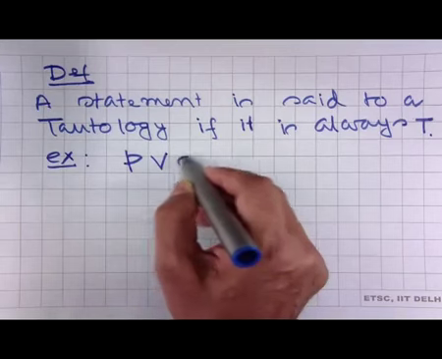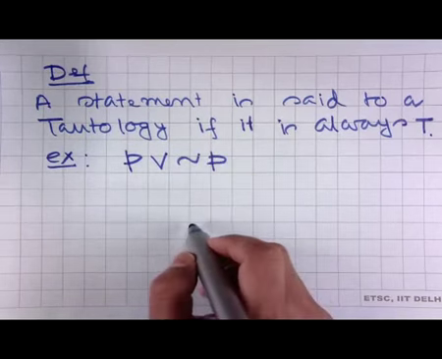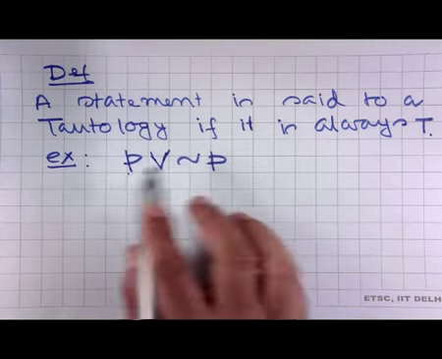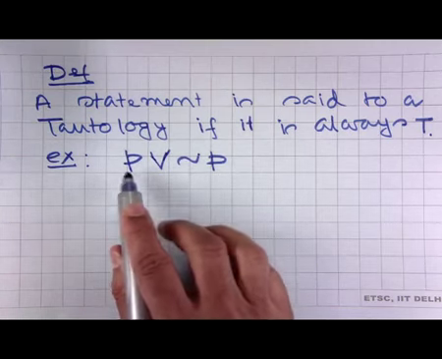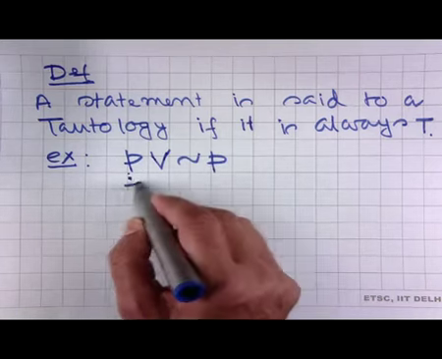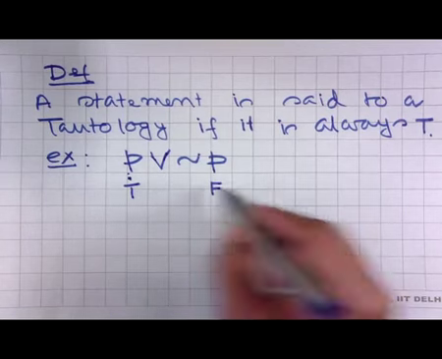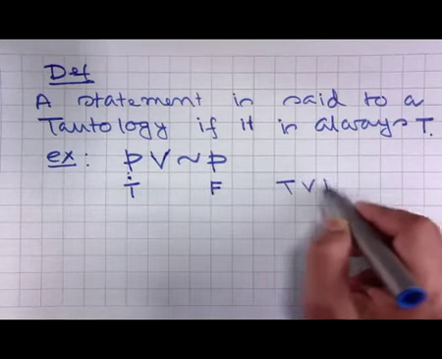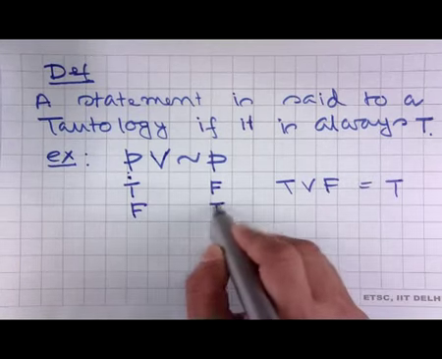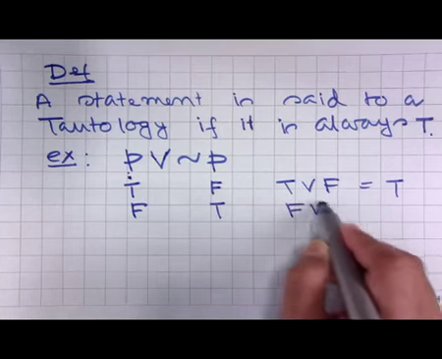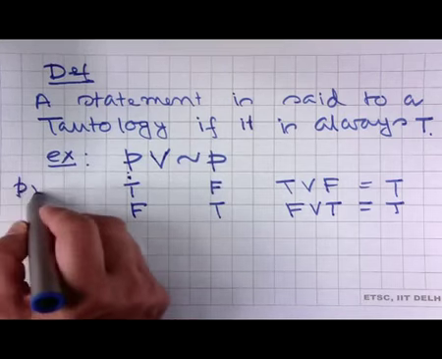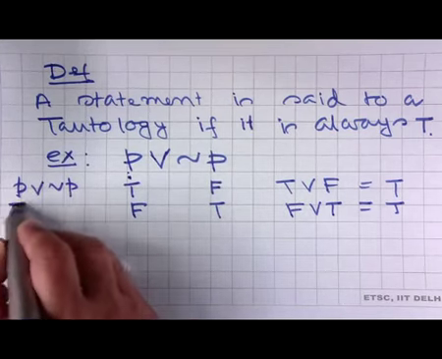P or not P. We know that if P is a statement, it is going to take truth values either true or false. Therefore, if P is true, this is false, and therefore, T or F is true. If this is false, then this is true. Therefore, false or true is true. Therefore, P or not P is a tautology.